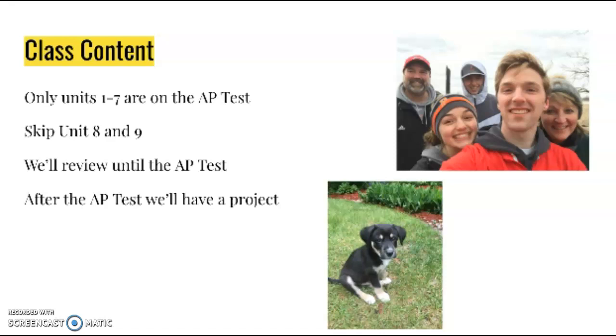So first of all, the class content changes. The big change is that we only have to cover units 1 through 7, because those units will be on the AP test. So that means we're going to skip Unit 8, so we don't have to worry about all the work that we've been doing on Unit 8, and then we don't have to cover Unit 9. So starting tomorrow, we'll review up until we take the AP test. And then once the AP test is done, we'll have some sort of project.